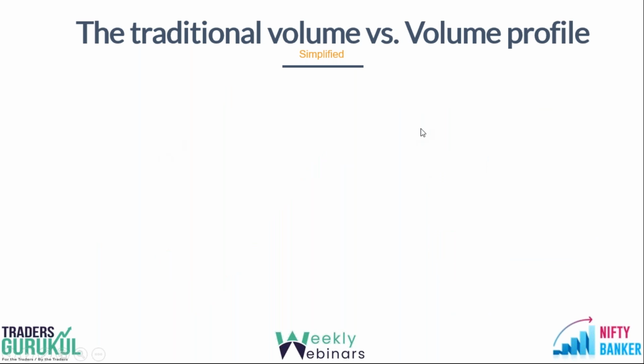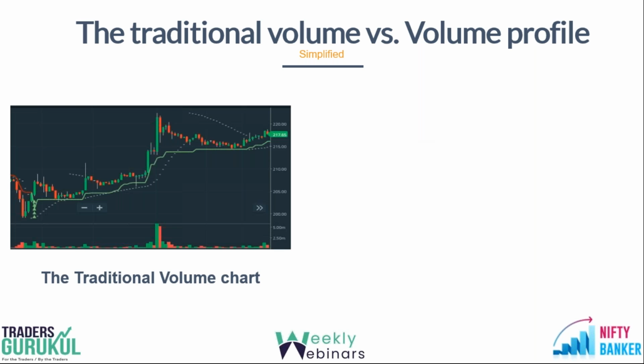Now, look at this. This is your traditional volume. There is a candle, for example, this is a bull. Let me ask you a very, very simple question. Is this a very strong bull candle? Extremely bullish. Now, why the hell is the volume small here?